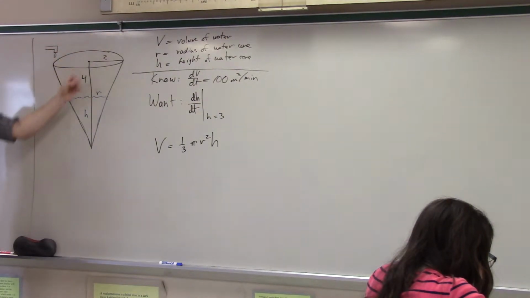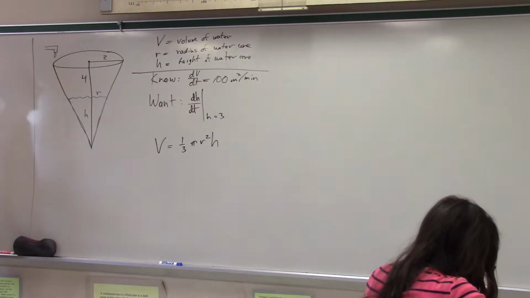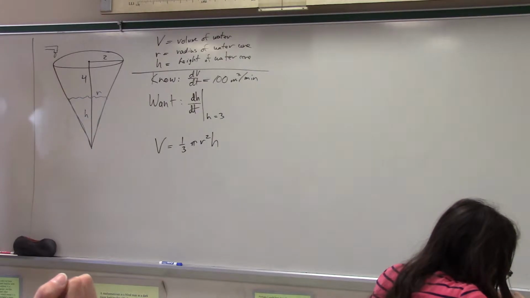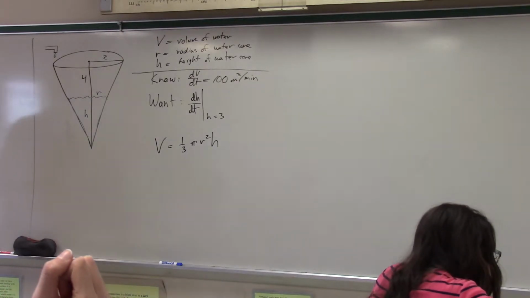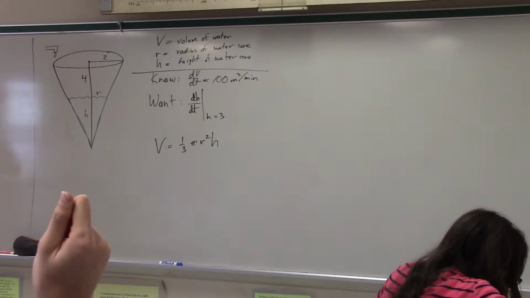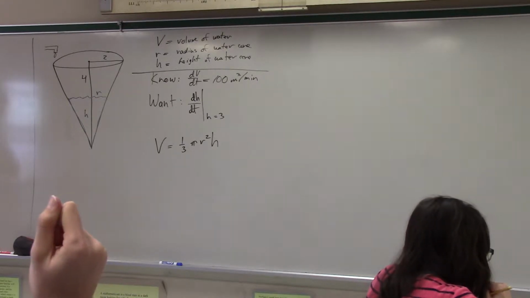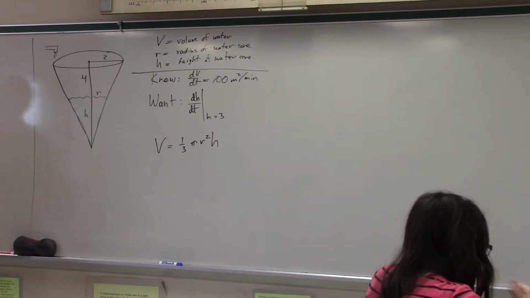Water pouring into the cone slowly. Is there another relationship? People are figuring it out. Is there another relationship between V, R, and H besides just the formula for that? Eli, what do you got? R to H is 1/2. Yes, good.